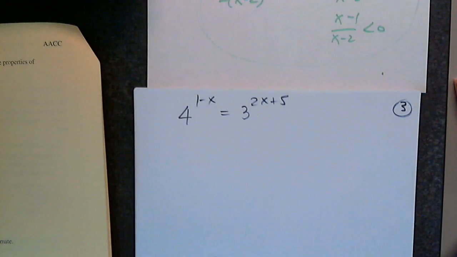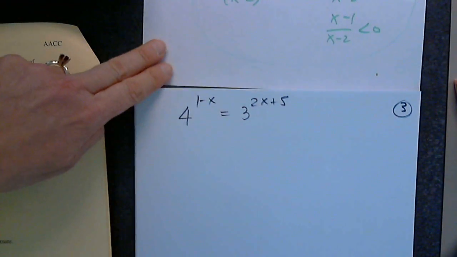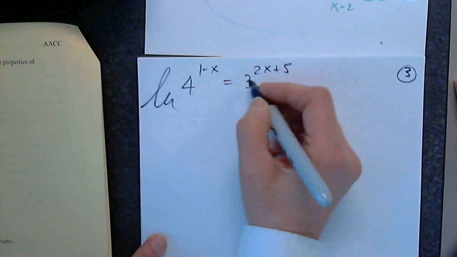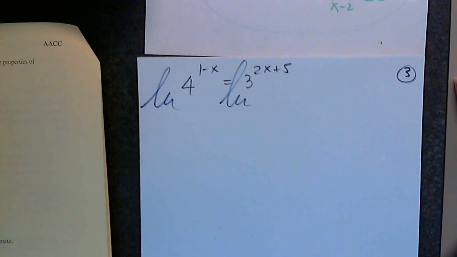Remember the concept: if two numbers are equal, their logs will be equal. But it has to be the same base. So which one do you prefer? Natural log is fine. So two numbers are equal, their logs will be equal. That's a one-to-one function.